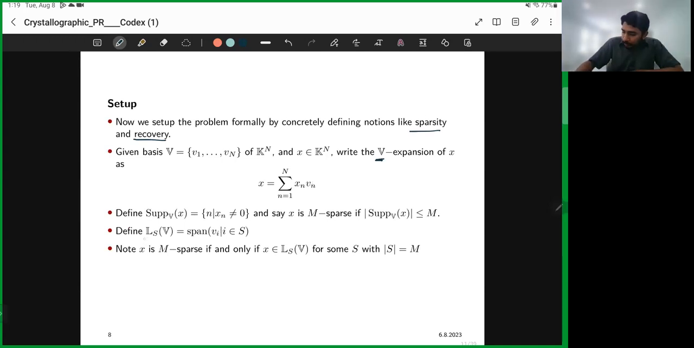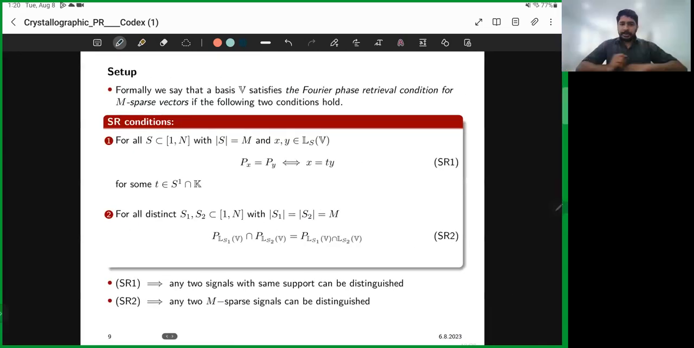And what I'm also going to do is define the subspace LS of V, which is basically the span of Vi for i in S. So I have a certain support S, and this is just the span of those Vi in the basis, right? Now I know that X is M sparse if and only if X is in LS of V for some S with cardinality M, because that really says that the number of non-zero coordinates is just M. So this equivalence is almost immediate, right? And so this is a nice way of understanding M sparsity with respect to a basis by defining these special subspaces.